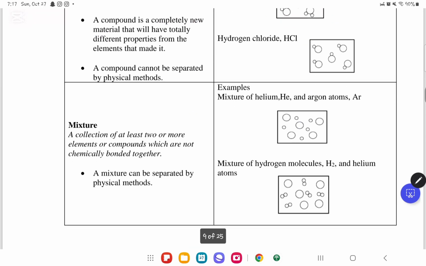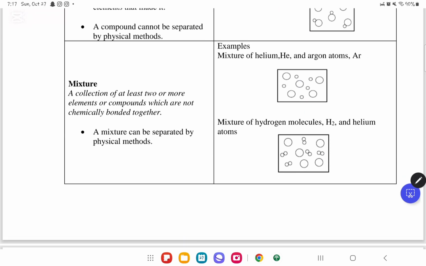Now, we have a mixture. A mixture is a collection of at least 2 or more elements or compounds which are not chemically bonded together. Take orange juice, for example. I don't have red, so let's say this is orange juice. You have the pulp in the orange juice, you might have some seeds. So that means orange juice is not a compound, it is a mixture, since it is made up of at least 2 or more elements or compounds which do not chemically bond together.